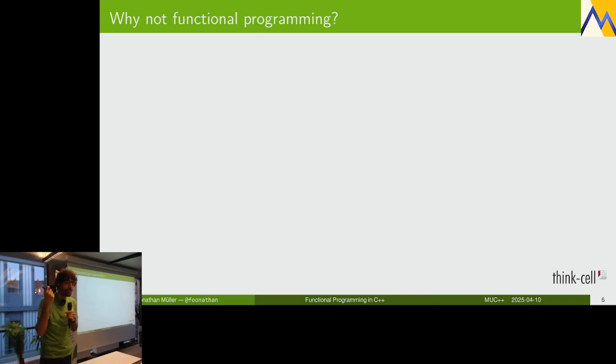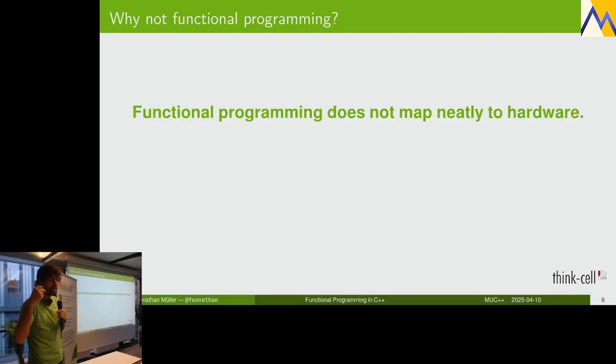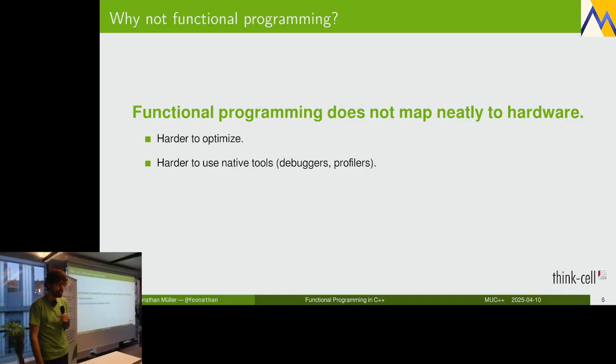Now, if functional programming is so great, why is this the C++ meetup and not the Haskell meetup, right? The problem is that functional programming fundamentally does not map neatly to hardware. This is simply not the way the CPU works. So we will always have some penalty there. It makes it harder to optimize because the system has to translate the functional programming into imperative code, and in some cases, a human can do that better. So there is some friction in there.